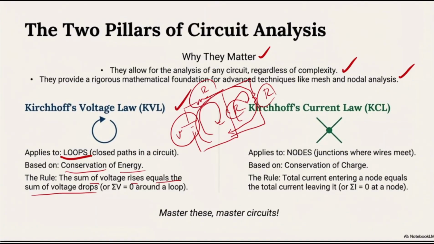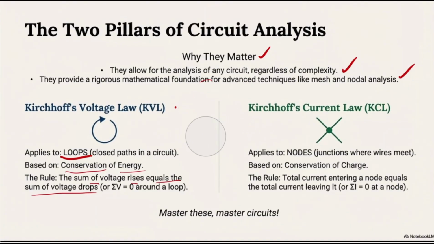What about the KCL? KCL is a little bit simpler. The very first thing you have to know is that it is applied to nodes. We talked about nodes, which means junctions where wires meet. At this point, I have different wire components connected at a common spot, so we call it a node. This law is based on the conservation of charge, and it says that the total current entering a node is the same as the total current leaving it. Imagine that I have currents that get into a node and some currents that get out.